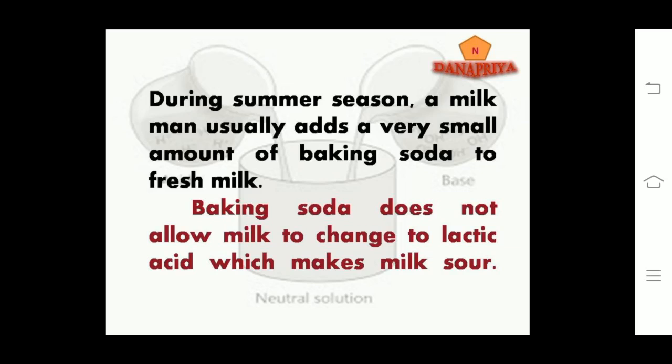At summer season, the temperature will be high. At this temperature, bacterial growth is more. So, lactose is converted to lactic acid by fermentation process at anaerobic condition. Anaerobic condition is absence of oxygen.